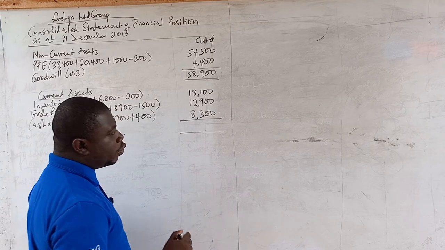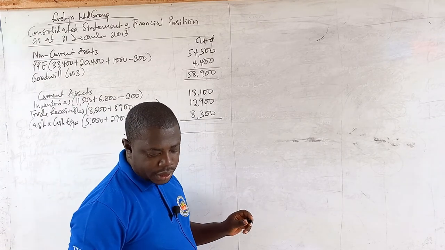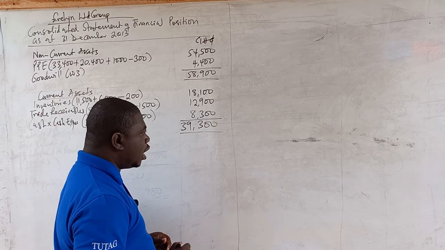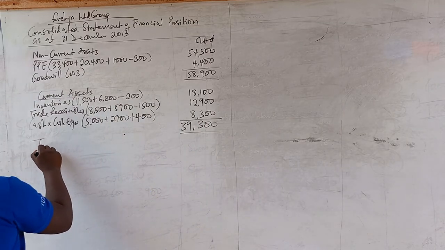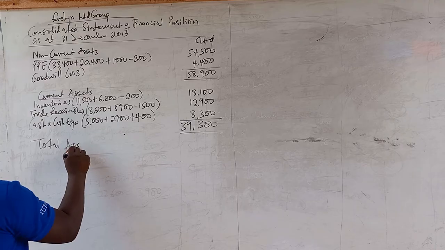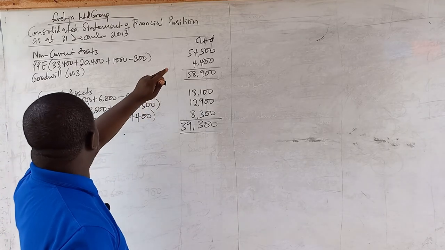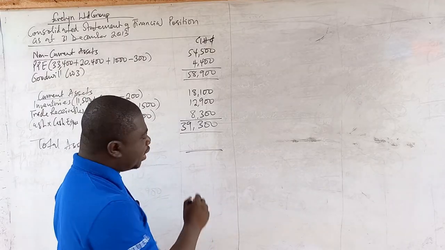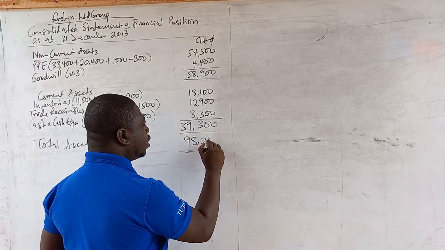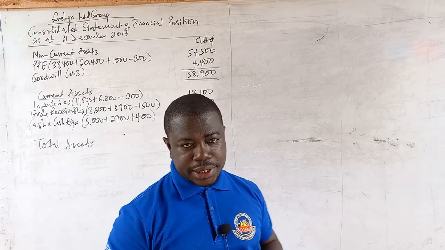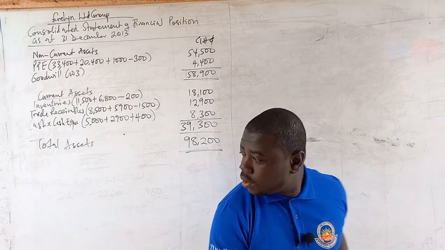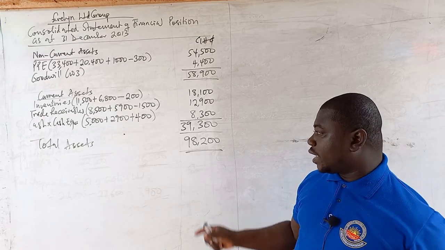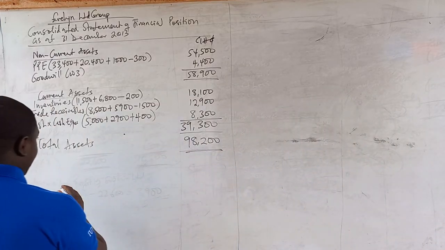So let us find the total of the current assets. And that is going to be 39,300. And once we have that, we estimate our total assets. The total assets is going to be the non-current asset plus the current asset. And that is going to give us 98,200 Ghana cedis. All right. So having been able to establish the non-current asset, the total asset, then we move on to the equity and liabilities portion.